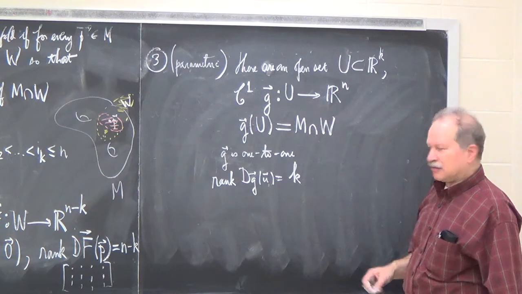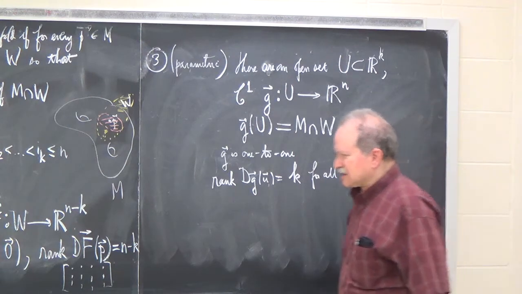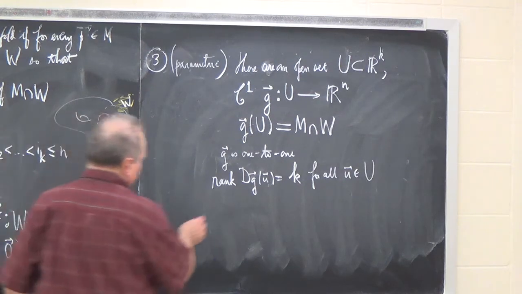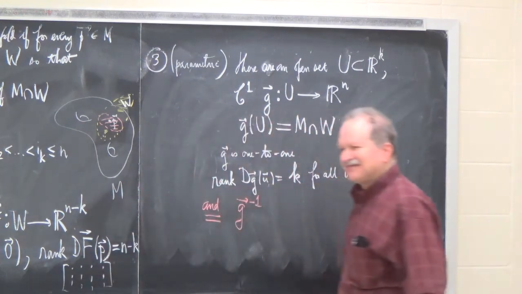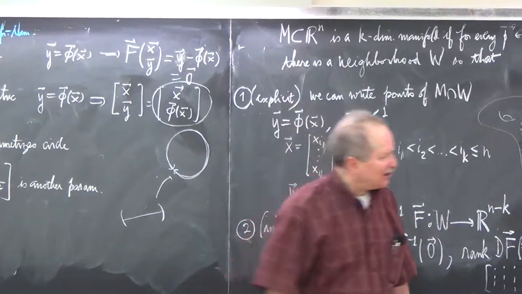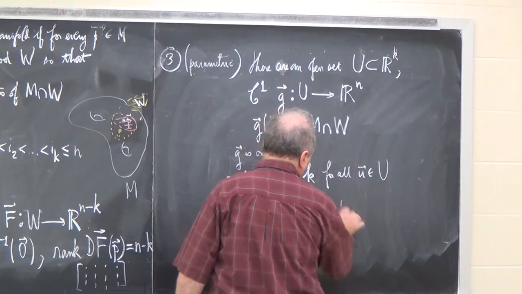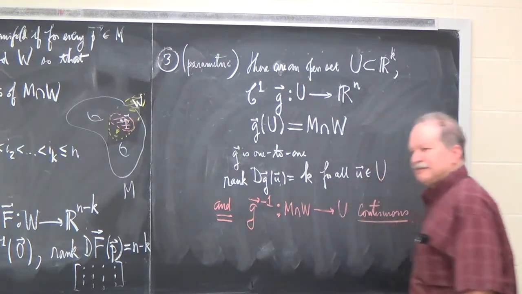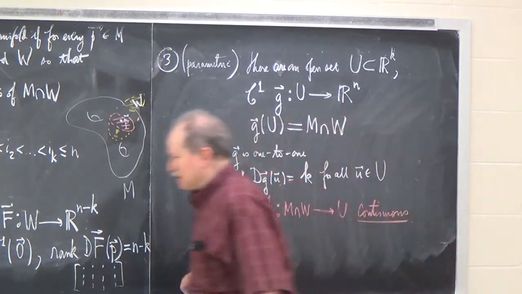k for all u. And then there's this technical condition, which I will draw you a picture to explain. The inverse function of G, going backwards from here to here. So this is a mystical condition, you'll see it in a minute. Mapping M intersect W back to U has to be continuous. And you say, why in the world is that there? So this is what I'm going to end today with.